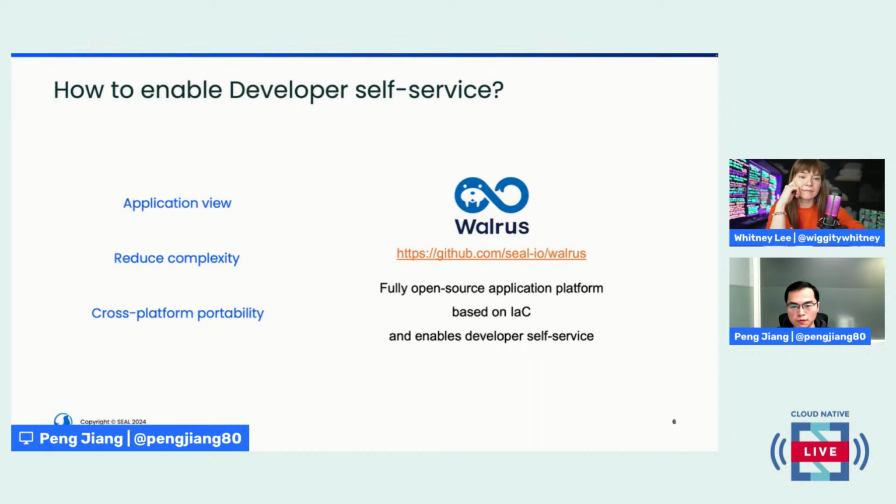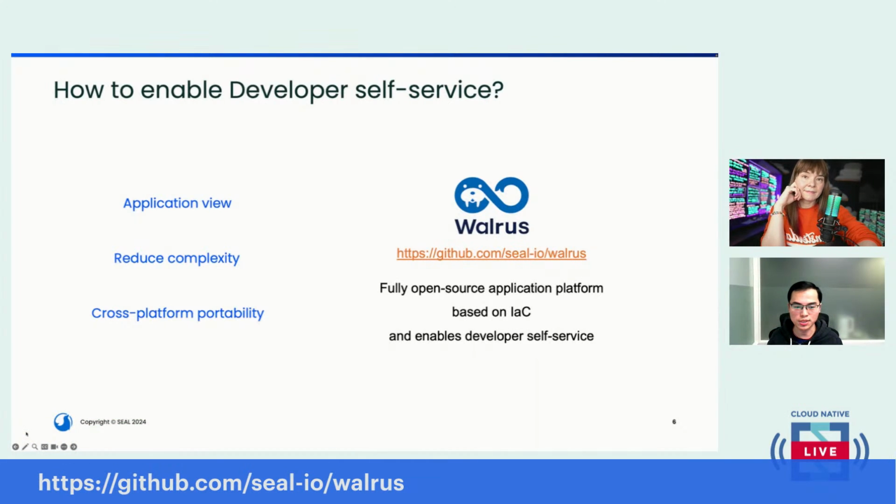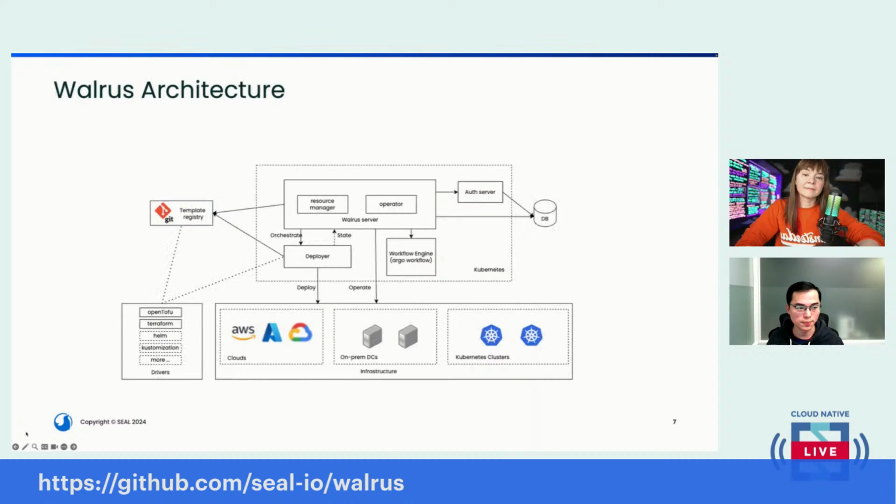Walrus is a fully open source application platform based on IaC tools such as OpenTofu and Terraform, and we will expand to support more IaC tools in the future. And we want to enable developer self-service through Walrus.